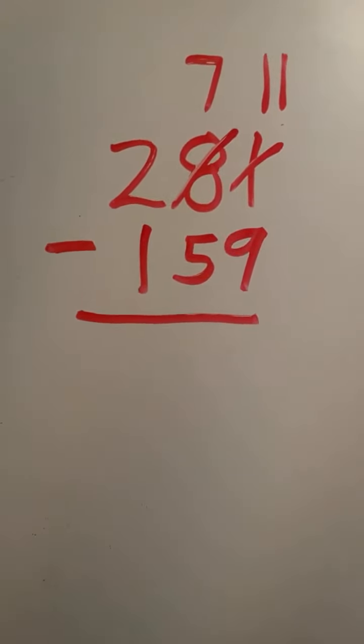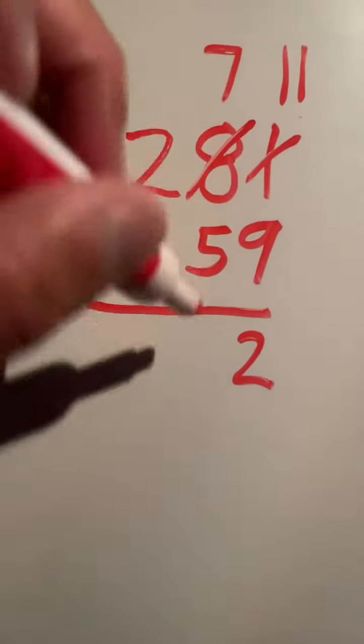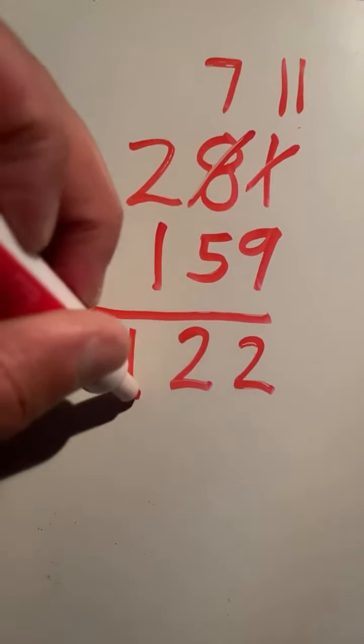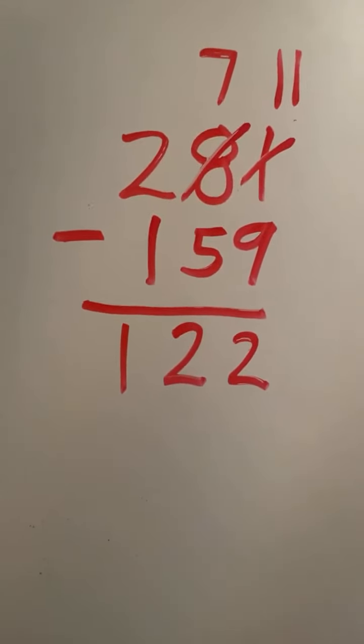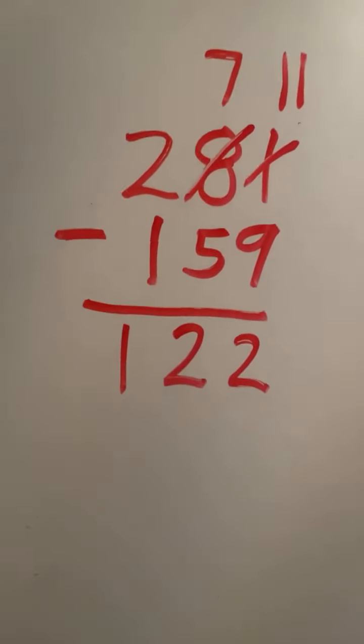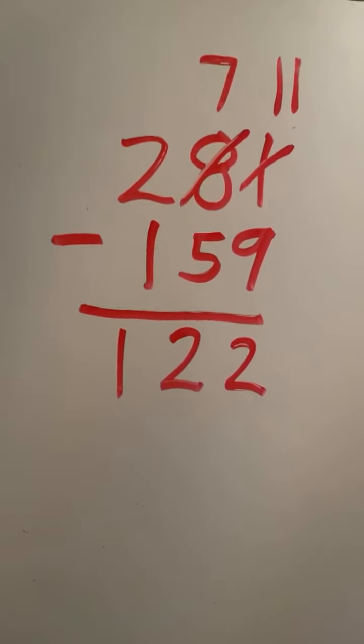All right, now we are ready to subtract. 11 minus 9 equals 2. 7 minus 5 equals 2. 2 minus 1 equals 1. And we have our final answer. 281 minus 159 equals 122.